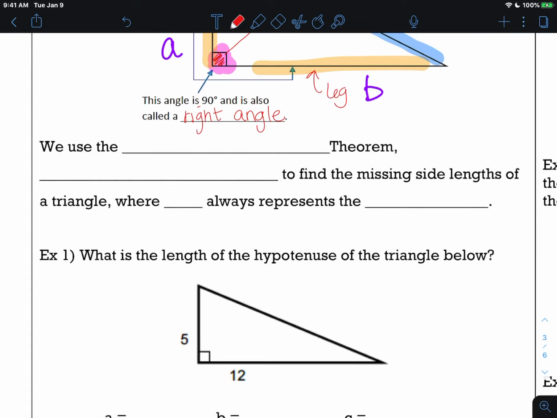Okay, next part. So we use the Pythagorean theorem, which is a squared plus b squared equals c squared, to find the missing side lengths of a triangle, where c always represents what's called my hypotenuse.